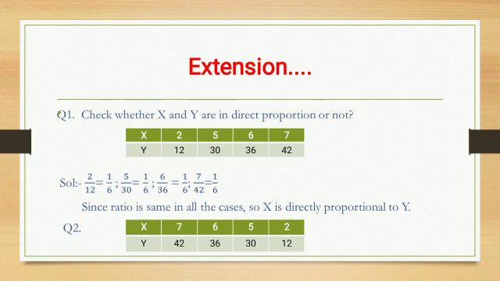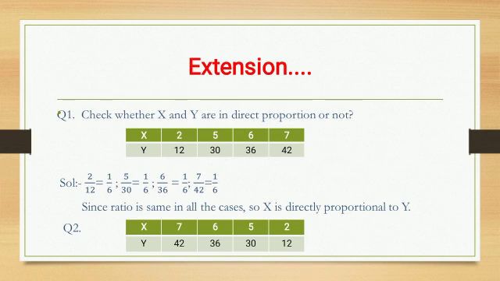How to check now whether x and y are in direct proportion or not? You have to check all the ratios. If they are coming the same, then they are in direct proportion. Otherwise, if any of the ratios is not equal to the others, then you can directly write that x is not directly proportional to y. Clear? Then come to question number 2.